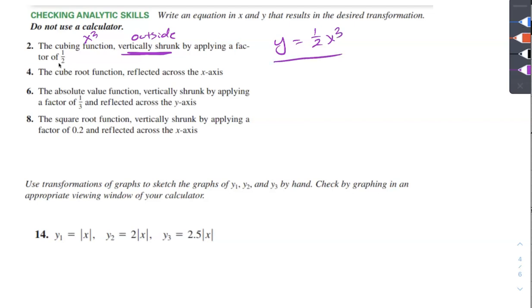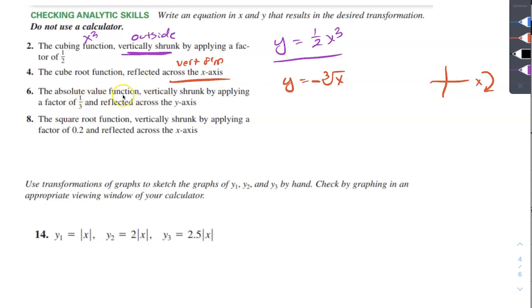And there we go. A cube root function reflected across the x-axis. So reflected across the x-axis, here's your x-axis. So you're flipping across there. That's a vertical flip. So that means it's a negative on the outside. So cube root would be this. And then we flipped it across the x-axis. We flipped it vertically, so it affects the outside. So there's our graph.